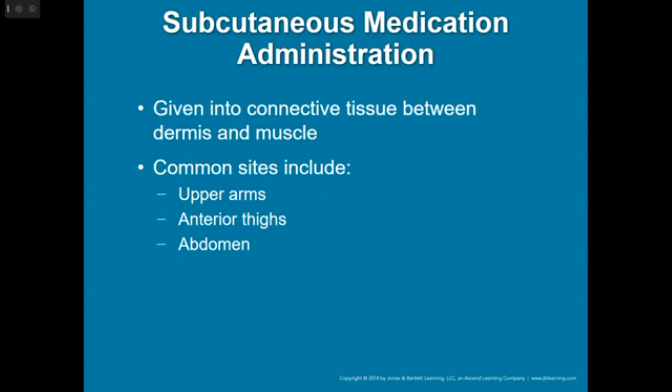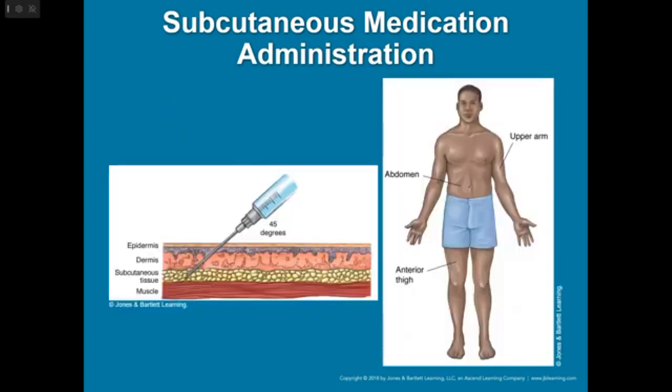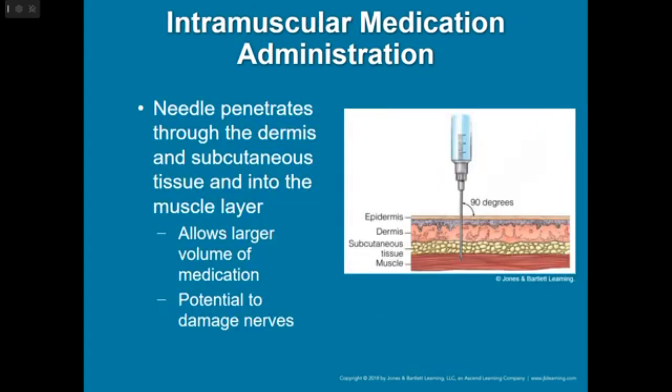Subcutaneous is going to be a little bit deeper, given into the connective tissue between the dermis and the muscle. Give that in the upper arms, anterior thighs, or the abdomen. A lot of people getting insulin injections are doing it sub-Q into the abdomen. There you go, it goes into that subcutaneous tissue there. If you're doing the transdermal, it's going only into that dermis right there, so it's a little bit shallower area. Anterior thigh, abdomen, upper.